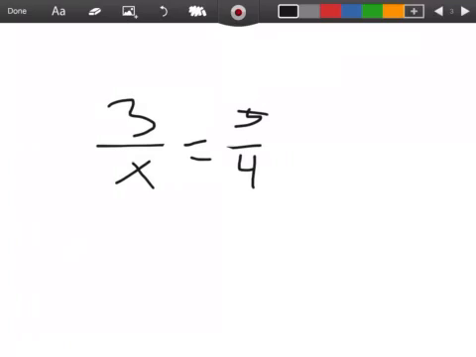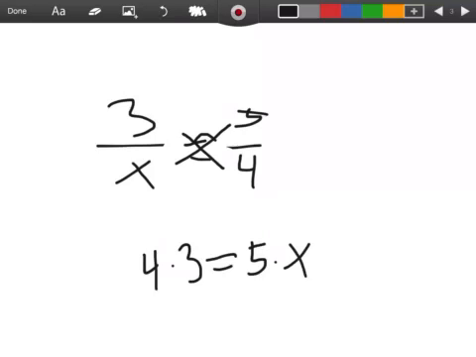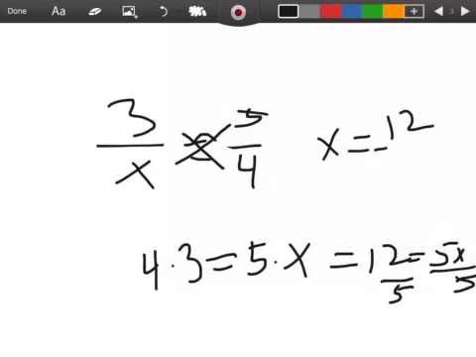Let's solve this equation. So we use the perpendicular method again. 4 times 3 equals 5 times x. So this equals 12 equals 5x. So divide 5 on both sides. You get x equals 12 over 5.